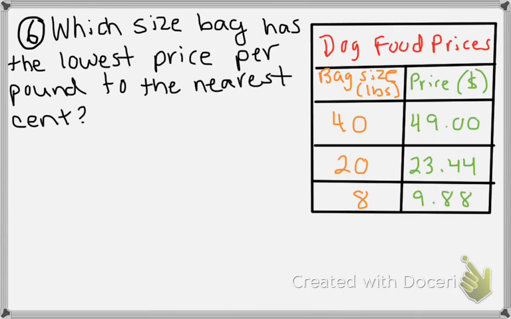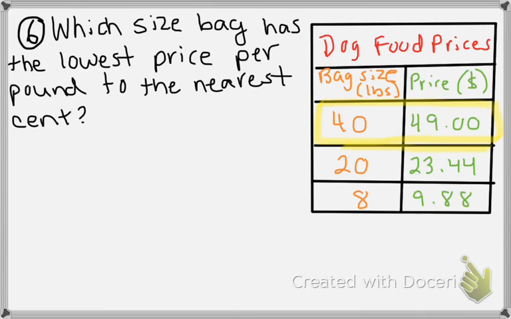Okay, so now we have a table. And the question asks, which size bag has the lowest price per pound to the nearest cent? Okay, so let's look at the table. So the table shows us dog food prices. And we're comparing that with, obviously, money, right? The price and the bag size of pounds. So it's telling us that for 40 pounds, it's $49. For 20-pound bag, it's $23.44. And for an 8-pound bag, it costs $9.88.